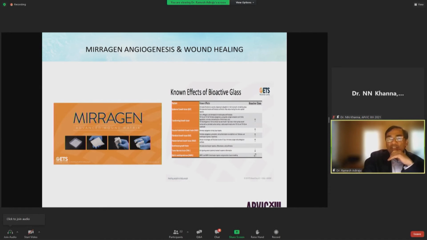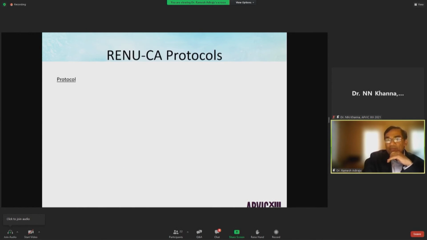Mergen, as I mentioned, is a bioactive glass polymer that's new on the horizon that we've been using along with the end-diastolic compression to treat our patients after proximal revascularization. They go on the EDPC treatment, and sometimes, if necessary, if they're non-healing wounds, we add Mergen. This also helps with the local hormones and angiogenesis.